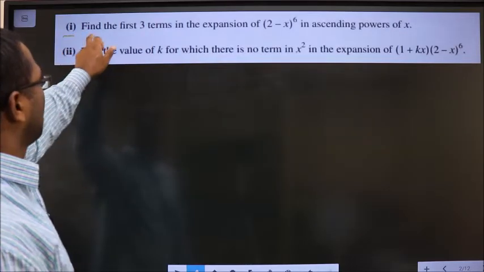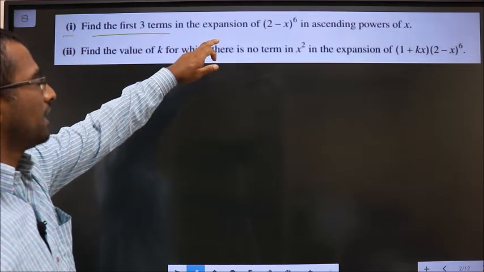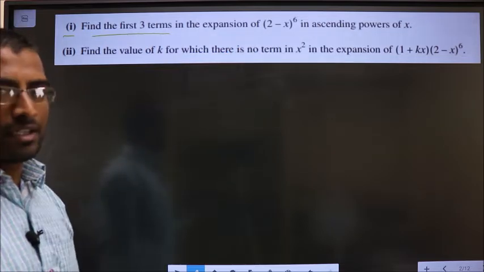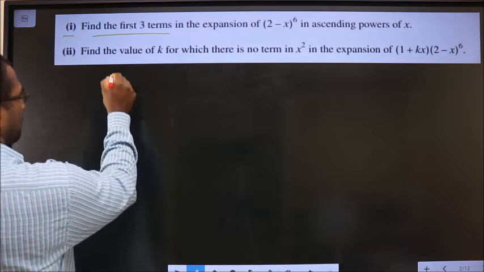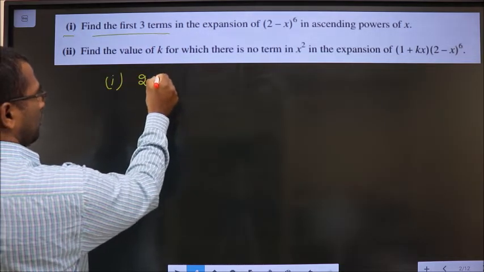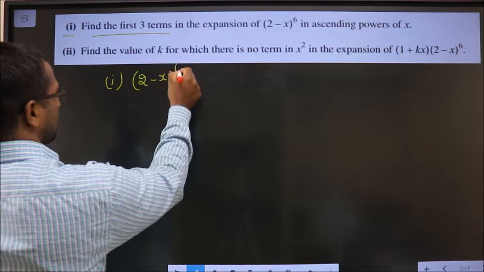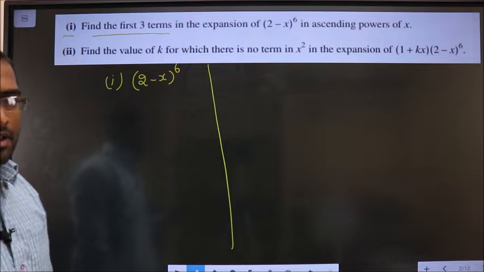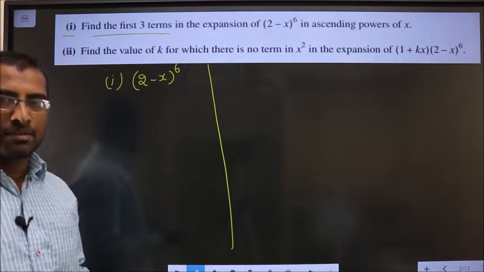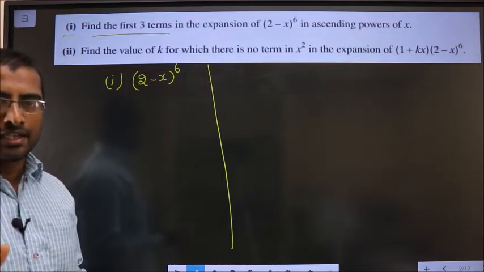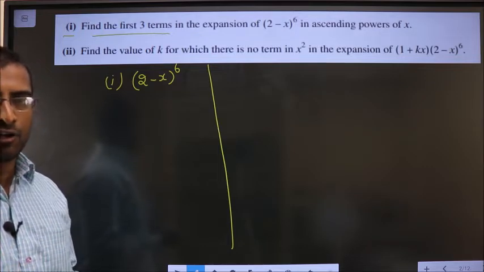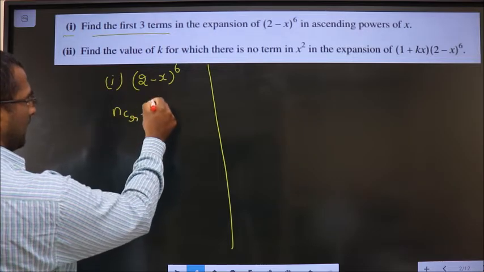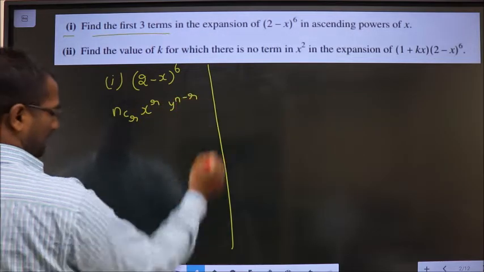First bit. Find the first three terms in the expansion of (2 minus x) power 6 in ascending powers of x. I need to find the first three terms of this. In any binomial theorem sum, you should write the general term first. The general term formula is nCr x power r y power n minus r.